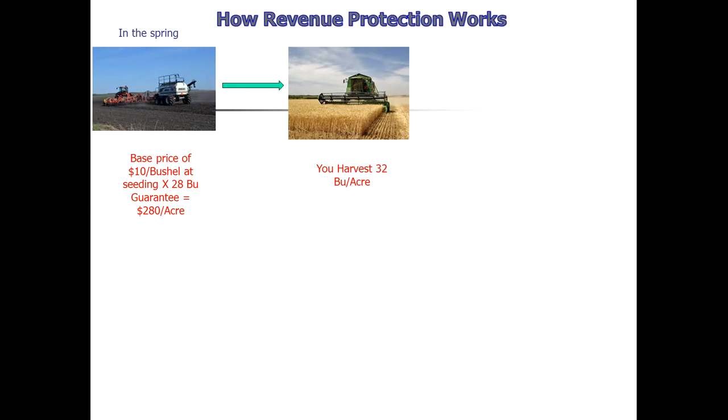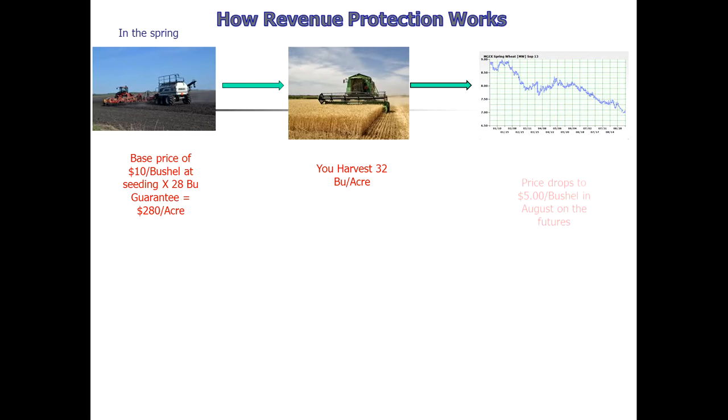So going forward, we go harvest this crop now, and we've cut 32 bushels. Normally, if you harvest 32 bushels on the old crop insurance program, you would not have got a payment, right? Because 32 is above the 28 bushel guarantee. But since this is a revenue product, we'll take you through the steps to see how this is going to work if the market drops.